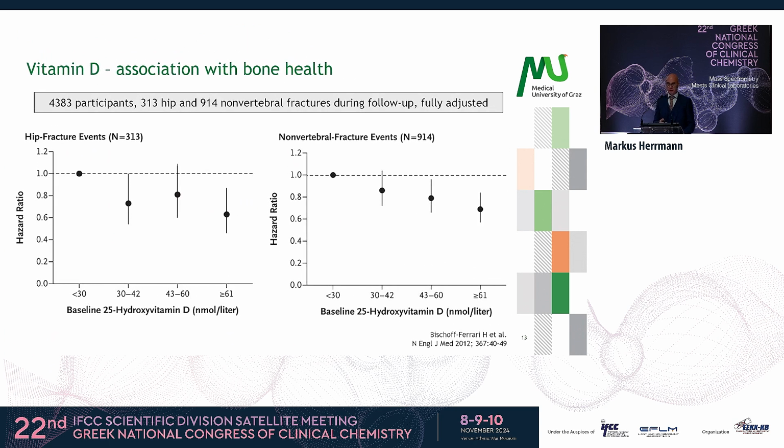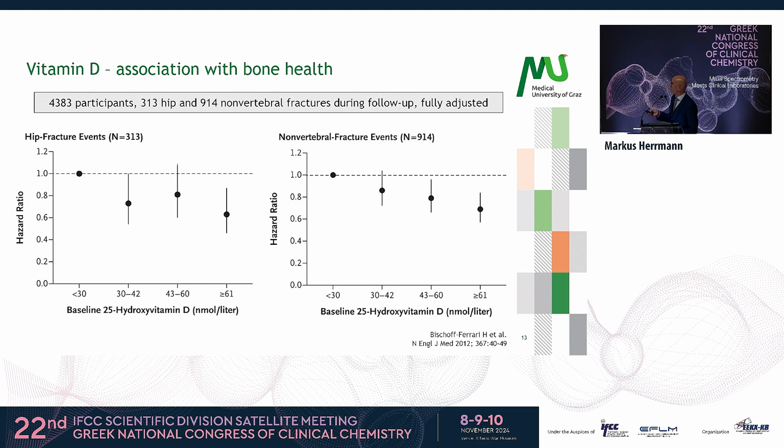As I've just illustrated, the diagnosis of vitamin D deficiency is currently based on universal 25-hydroxyvitamin D cutoffs that apply to all patients. But what is the scientific evidence that supports these cutoffs? Now, the currently used 25-hydroxyvitamin D cutoffs have been derived from fracture studies, such as this one from Professor Heike Bischoff-Ferrari, showing a decreasing fracture risk with increasing concentrations of 25-hydroxyvitamin D.